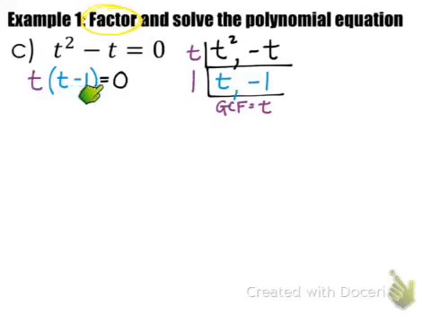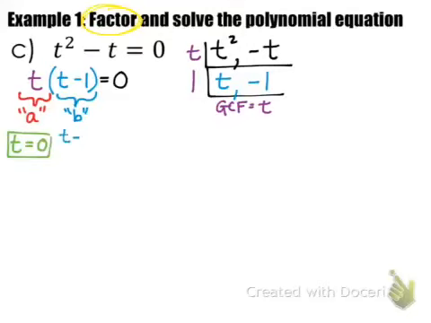t times t minus 1 equals 0. Now we can apply the zero product property where this is our A and this is our B. So then t equals 0 and t minus 1 equals 0. Solving the second equation, we're going to add 1 on both sides. So then t equals 1.